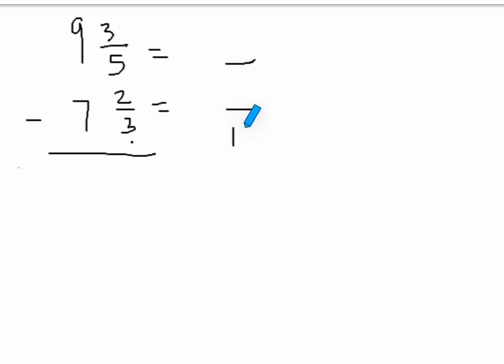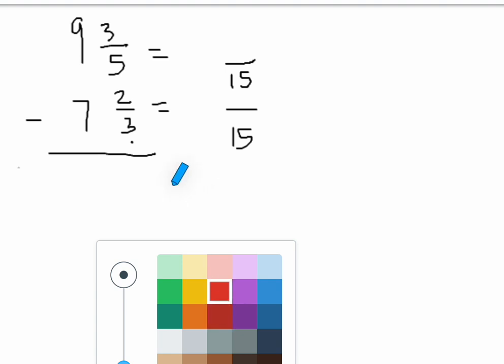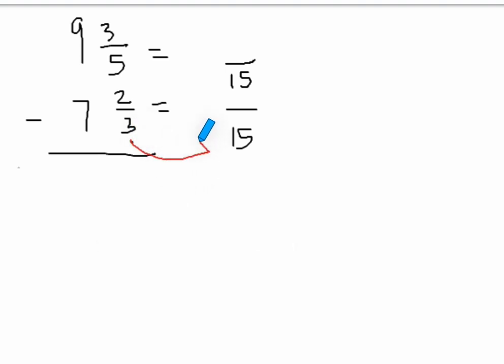It is 15. Go ahead and write 15 as your new denominator. Now we're going to ask ourselves, how did I go from 3 to 15? Well, you multiplied it by what? You're right, 5. What you do to the bottom, you do to the top. 2 times 5 is 10.